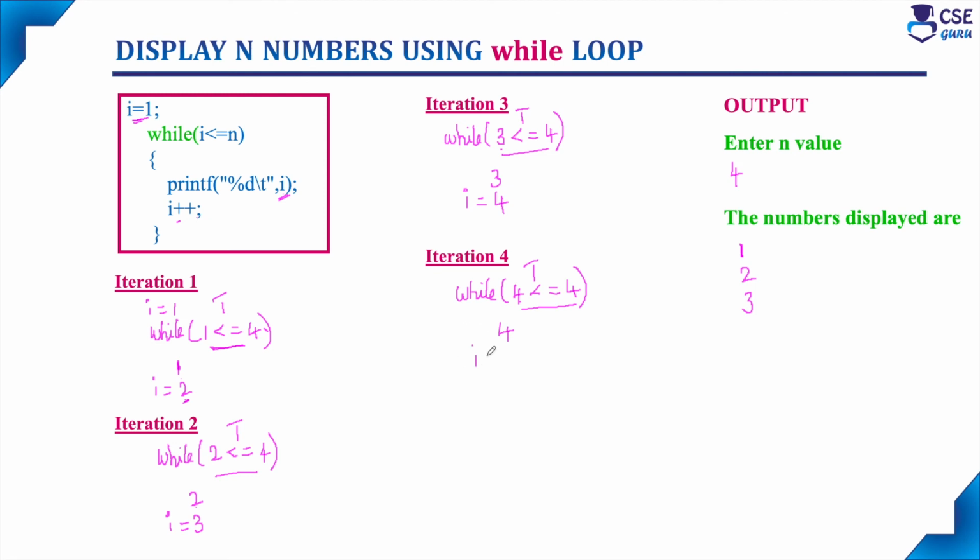Then update the I value. The I value gets updated to 5. Now this value 4 will be printed on the output screen. Now iteration 4 is over.